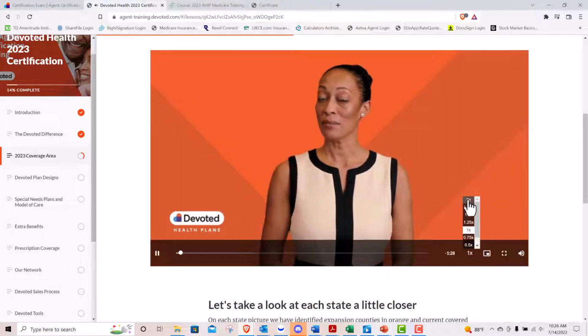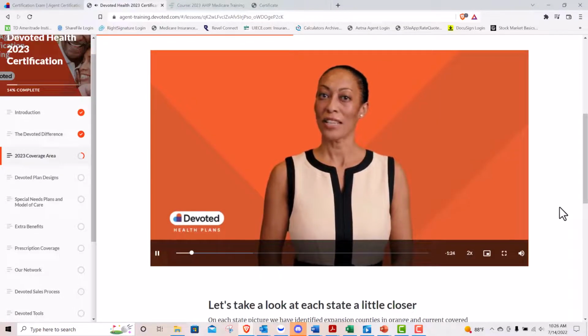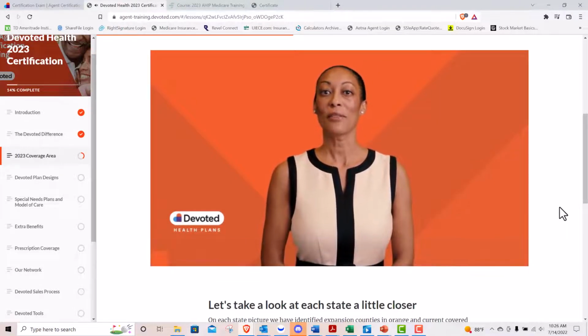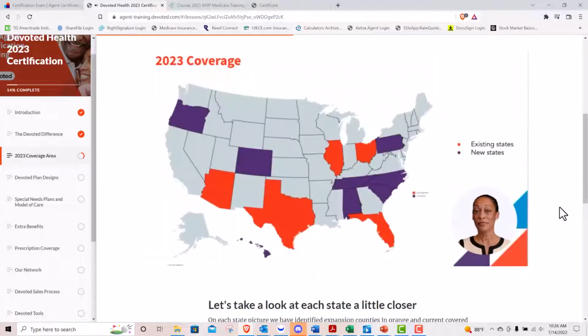We are excited about our expansion for 2023. We are going to be entering 8 new states, offering 127 plans and reaching 25% of Medicare beneficiaries across the U.S. This map of the United States shows our expansion states. The orange-colored states are our existing states, and the purple states are the new states we are entering. We are expanding our states to include Colorado, Oregon, Pennsylvania, North Carolina, South Carolina, Tennessee, Alabama, and Hawaii.